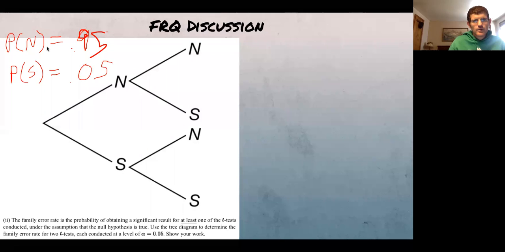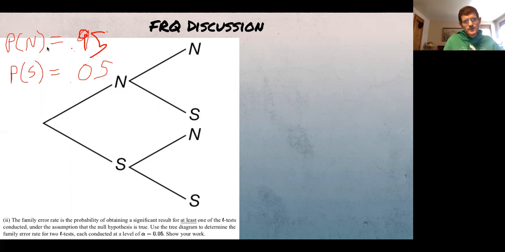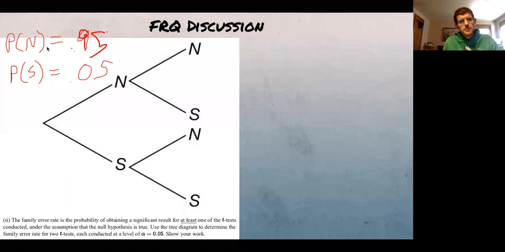So now what we're doing is we have this probability tree, a tree diagram going on, and we want to figure out what is the overall error. If we perform multiple t-tests, we could get a statistically significant result, or we could not get one, assuming the null hypothesis is true. We get these probabilities. So anyways, my point and the point of this problem is, if we perform two of these in a row, then what is the overall family error rate?